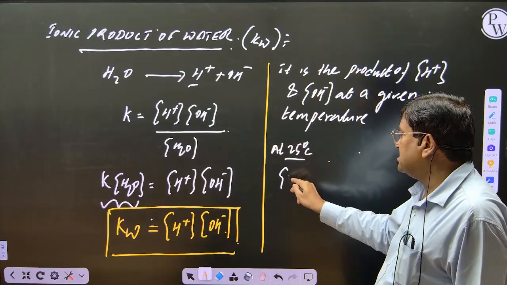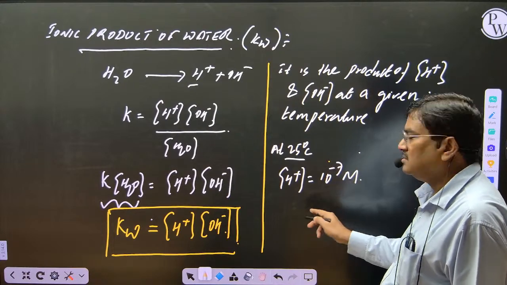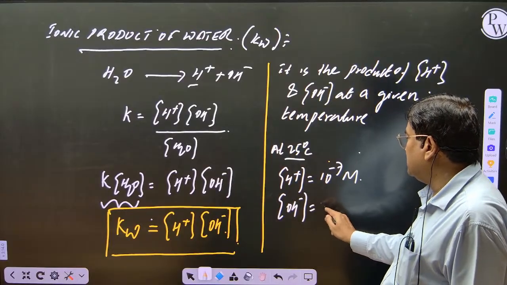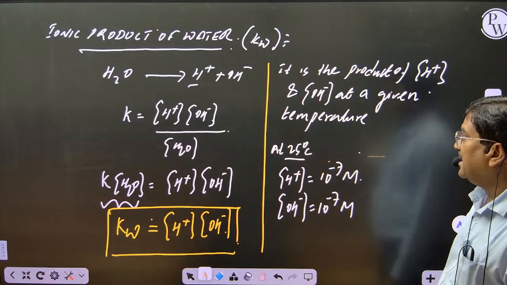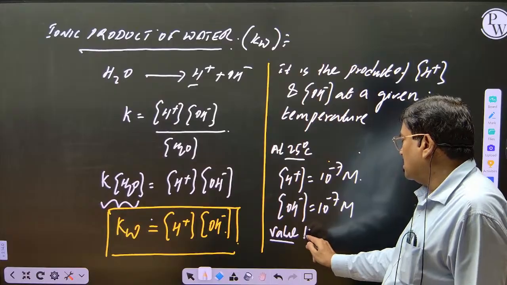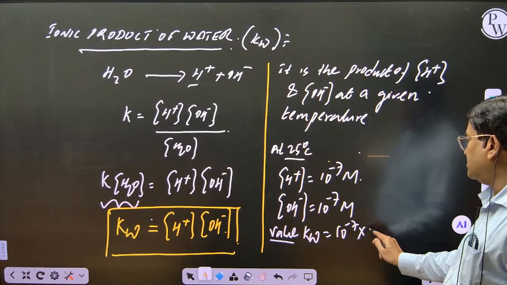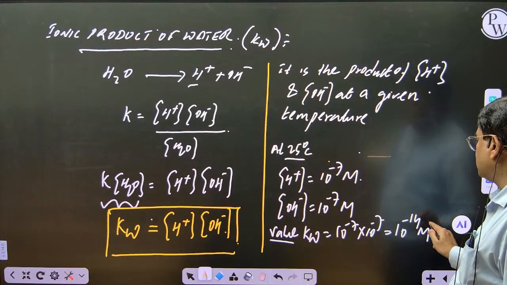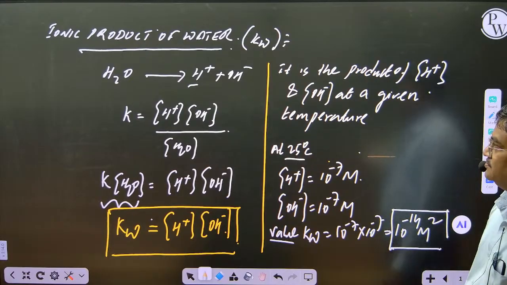What is the concentration of H plus ion? 10 power minus 7 mole per liter. And the hydroxyl ion concentration will also be 10 power minus 7 mole per liter. So what will be the value of KW? The value of KW will be the product of these two, no? So that is 10 power minus 7 into 10 power minus 7. That comes to 10 power minus 14 mole square per liter square. This will be the value of KW.